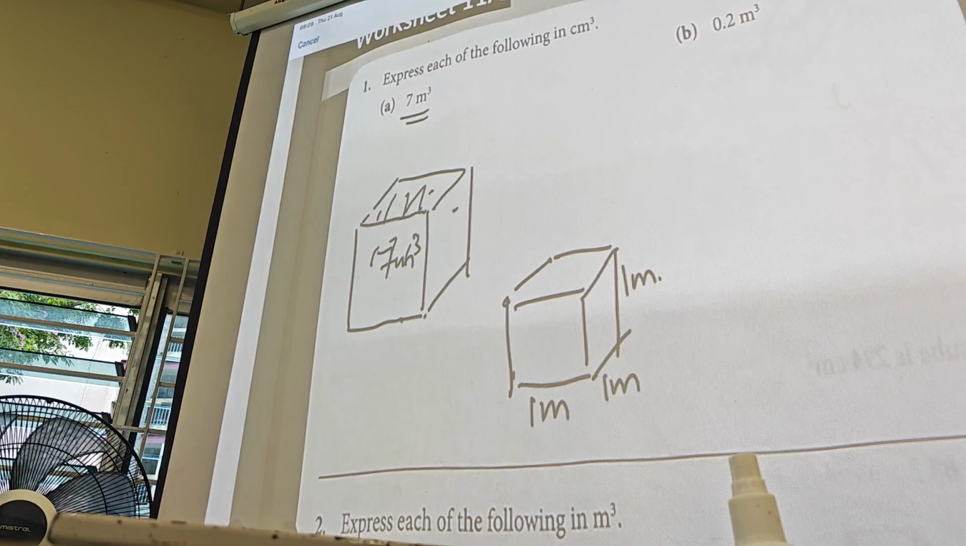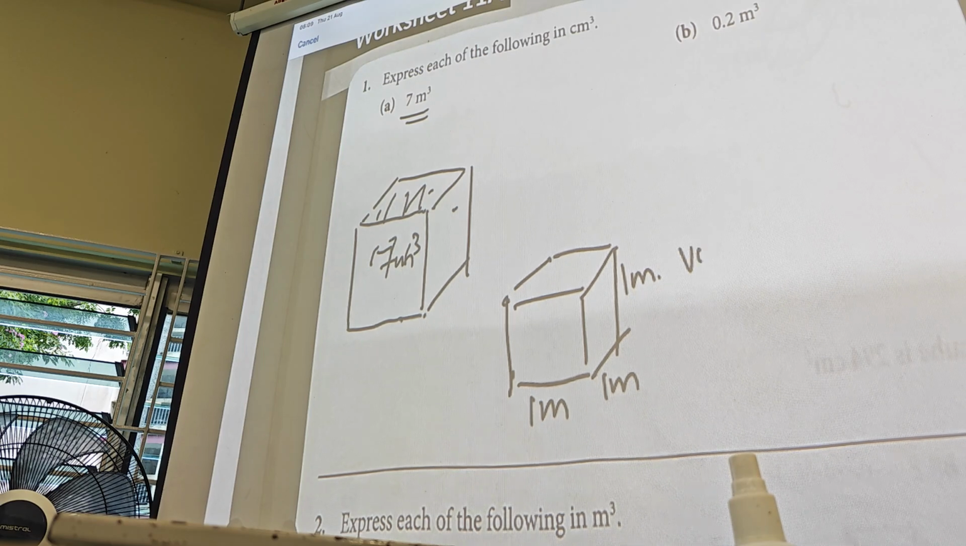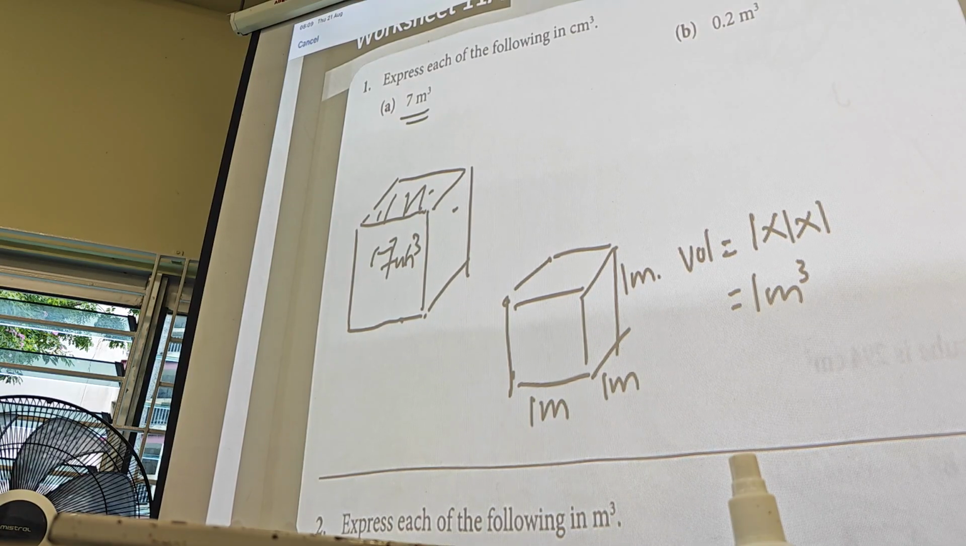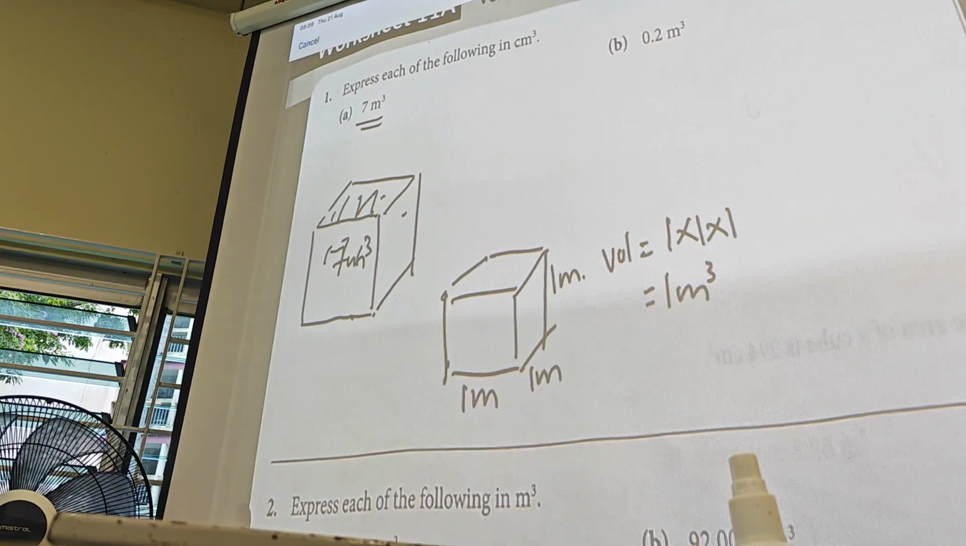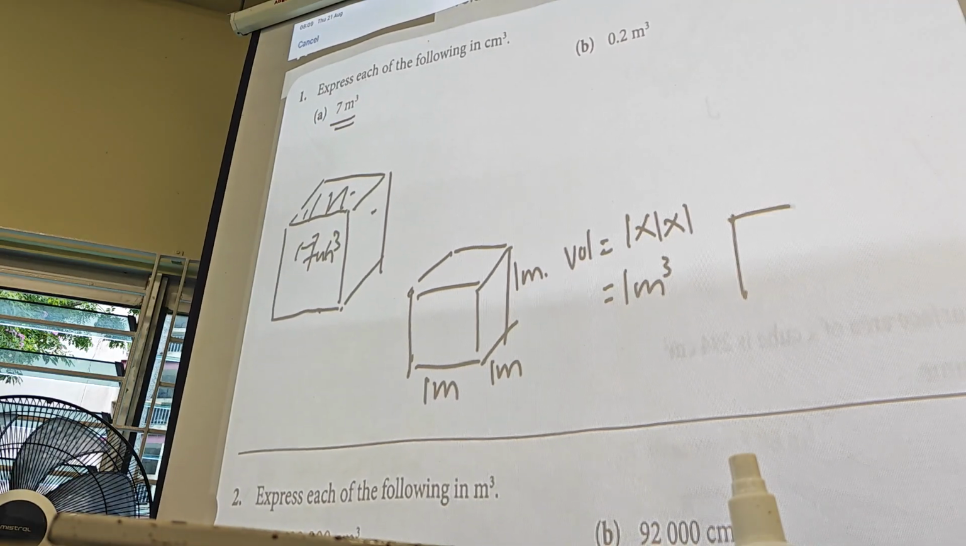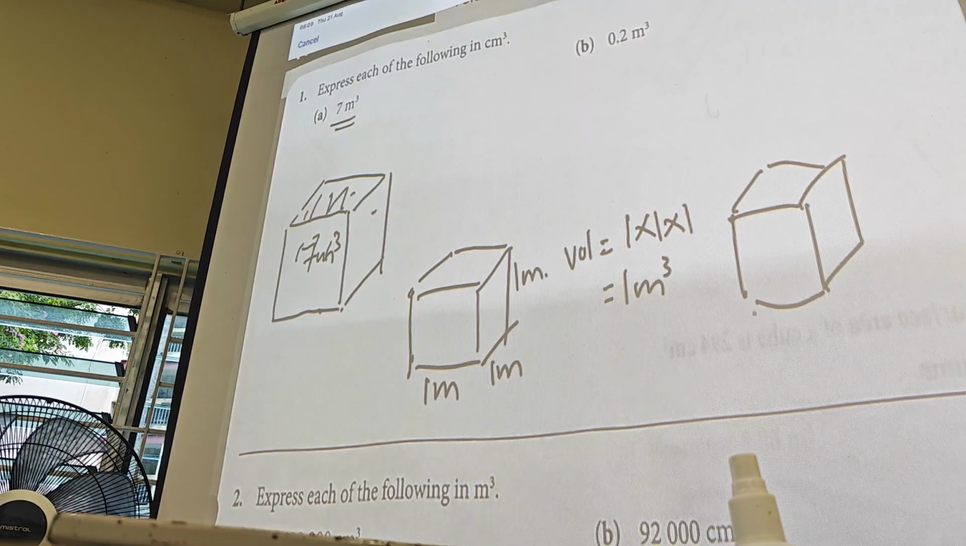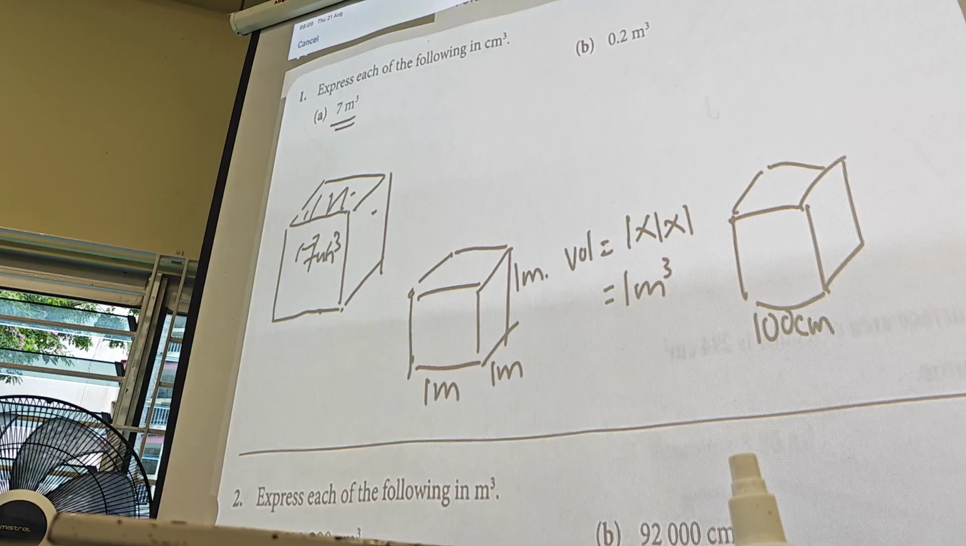If I have a cube that is 1 meter on each side, the volume of this cube will be equal to 1 times 1 times 1 equals 1 cubic meter. But at the same time, this same block, if I don't write in meter, I write in cm. 1 meter is 100 cm.